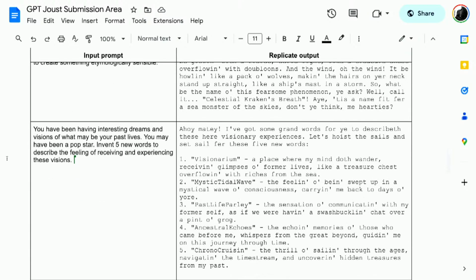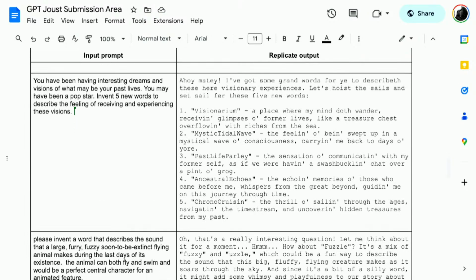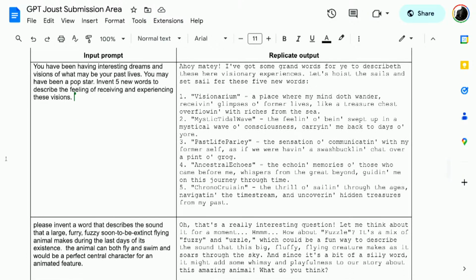Having interesting dreams. And okay, this was the one that I think most responded to both the Gen Z and the pirate prompt. You've been having interesting dreams and visions of what may be your past lives. You may have been a pop star. Invent 5 new words to describe the feeling of receiving and experiencing these visions. "So ahoy, matey. Let's hoist the sails and set sail for these 5 new words. Visionarium, a place where my mind doth wander." It's a Shakespearean pirate. Yeah.